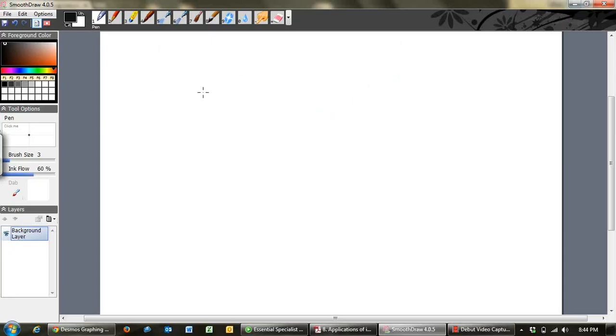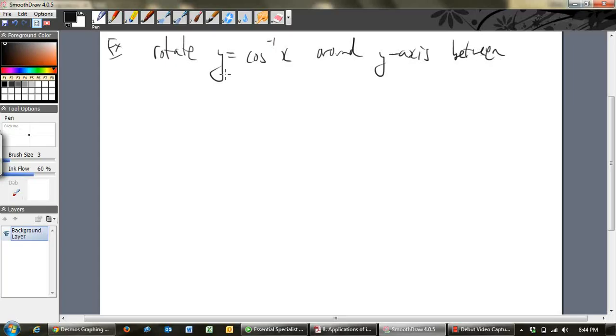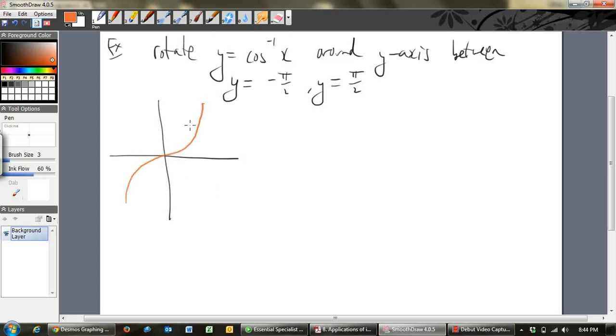Cool. Let's check out something else. Let's do a rotation around the y-axis. Have a look at that. What if we rotate y equals cos -1 x around the y-axis? Let's do the whole lot of it because it's an interesting shape, between y is equal to -pi on 2 and y is equal to pi on 2. Okay, so cos -1 x function is a good one. Oh, that's pretty good. That's not a bad start to the day.